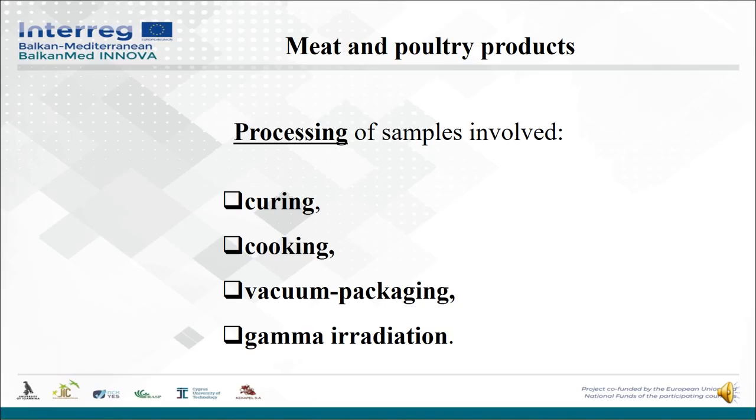Now let's consider the preservation of meat and poultry products through hurdle application. In fact, the processing of samples involves curing, cooking, vacuum packaging, and gamma radiation.